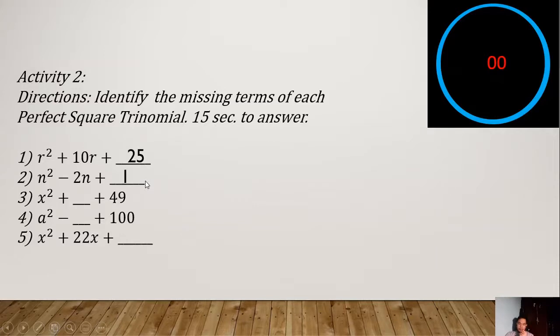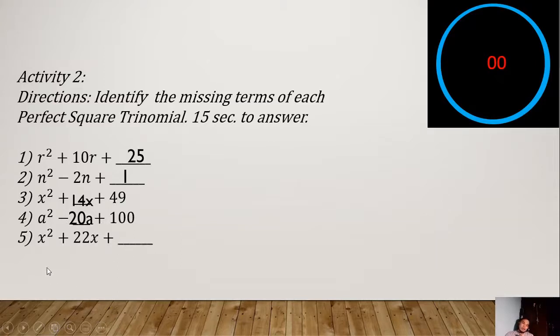Next, number 2, we have 1. Negative 2 divided by 2 is equal to negative 1. Then negative 1 raised to 2, or negative 1 times negative 1 is equal to positive 1. Next is 14x. Square root of 49 is 7. Then multiply 7 by 2, you'll get 14. Then copy the variable of the expression, which is x. Number 4, 20a. Very good, because the square root of 100 is 10. Multiply 10 by 2 will give you 20. Then copy the variable, which is a. So we have negative 28.